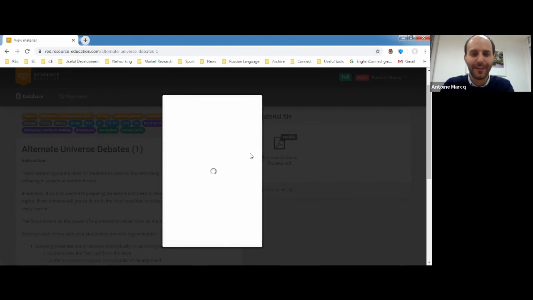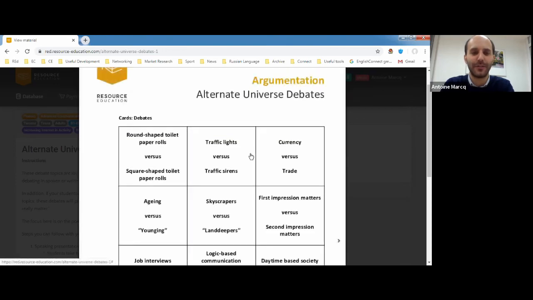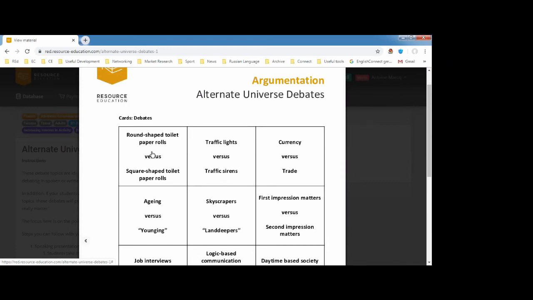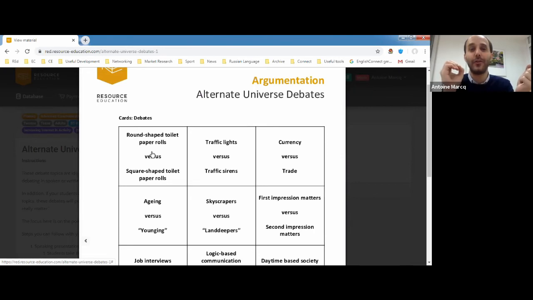So the top left one is one of my classic examples. I love using it as an example. You know that all toilet paper rolls come in round-shaped rolls. Well, you're going to have part of the class debate the value of having square-shaped toilet paper rolls. And students are going to come up with interesting ideas. Again, the argumentation is key here, because really, they're rolls. To us, it's obvious that they should be round, but actually they waste space.